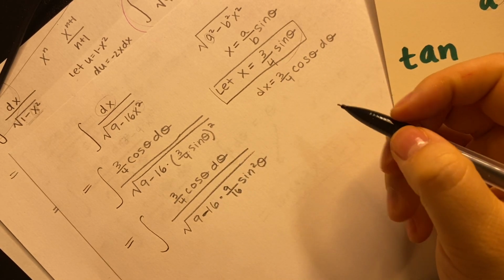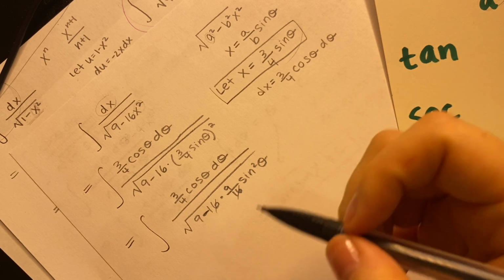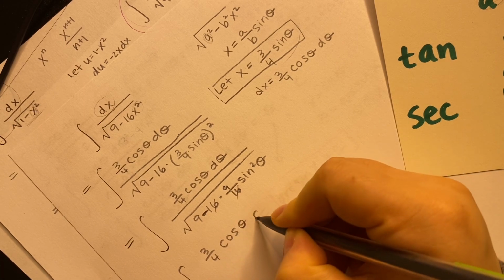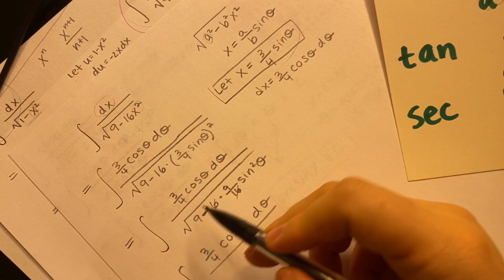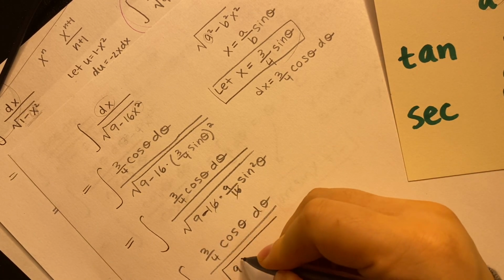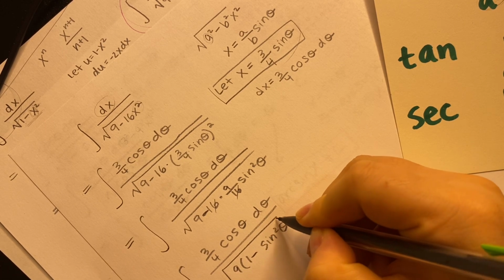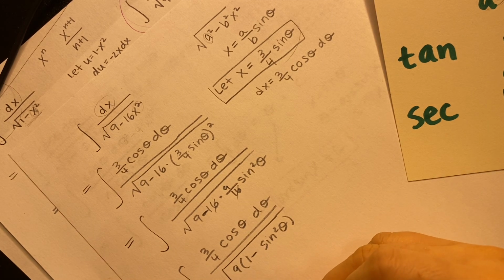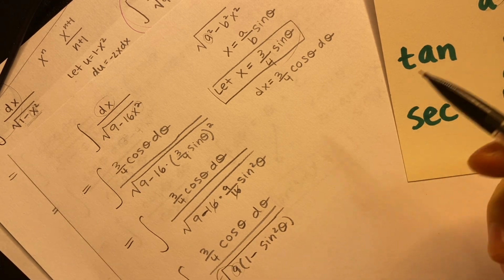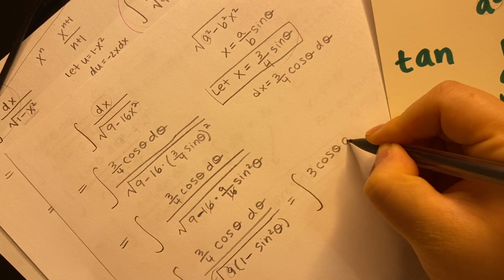Then you square every single thing. So now we have the 16 and the 16 cancel, and you have the integral of 3/4 cosine theta d theta, and then you have the square root of 9 minus 9 sine squared theta, which you can actually factor. Because of a property of square roots where you have multiplication, you can pull this 9 out; the square root of 9 is 3. So you'd have 3 cosine theta d theta.